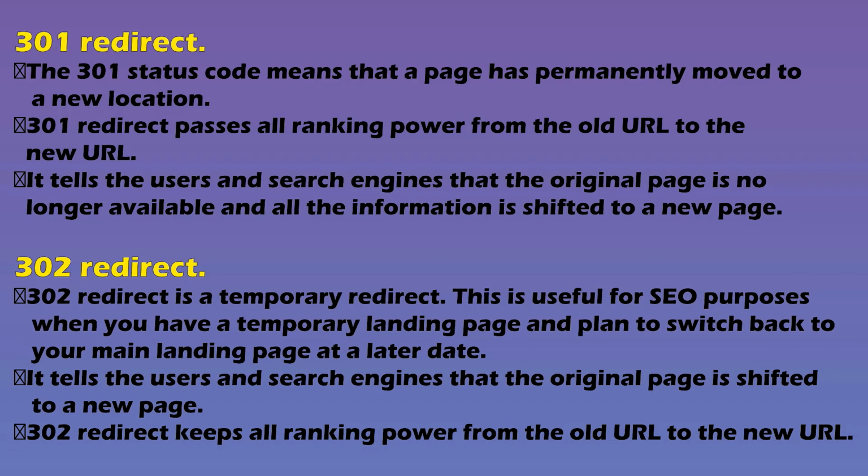301 redirect. The 301 status code means that a page has permanently moved to a new location. A 301 redirect passes all ranking power from the old URL to the new URL. 302 redirect is a temporary redirect. This is useful for SEO purposes when you have a temporary landing page and plan to switch back to your main landing page at a later date.